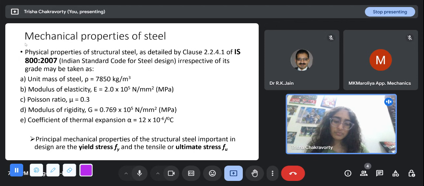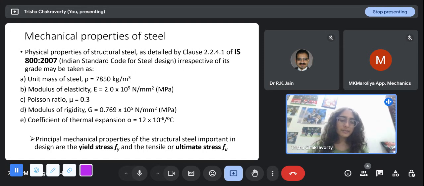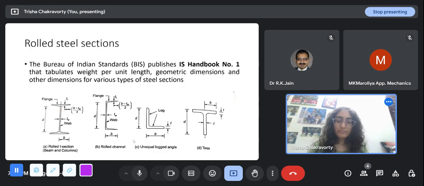And these are the two most important mechanical properties of steel, structural steel, that characterize its grade. Irrespective of its grade, these five properties can be taken to be the same, but the yield stress Fy and the ultimate stress Fu are what define the grade of steel. So the most commonly used grade of steel in the industry has yield stress 250 megapascal and ultimate stress 410 megapascal. It can vary, however.